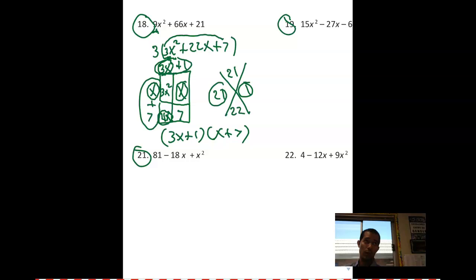But remember, that's only the answer for this portion right here. The 3 is still hanging out on the left side, so I still have to put a 3 on the left and not forget it. And then that there would be the final answer, okay?